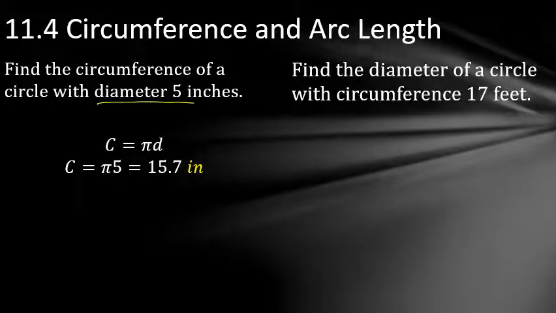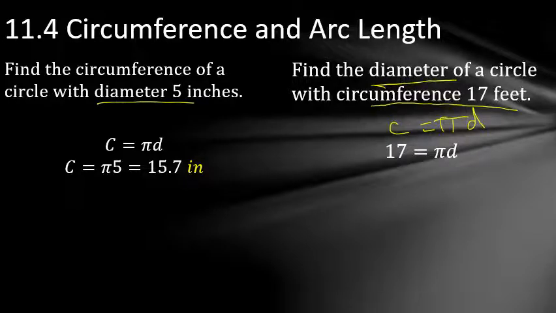Find the diameter of a circle with a circumference of 17 feet. Again, we're looking for diameter, so we're going to use the version that has C equals pi d. I know the circumference is 17 feet, so I put the 17 for the circumference. I need to divide by pi, so 17 divided by pi is my diameter, which is approximately 5.41 feet.